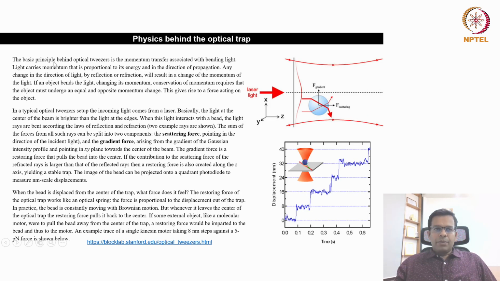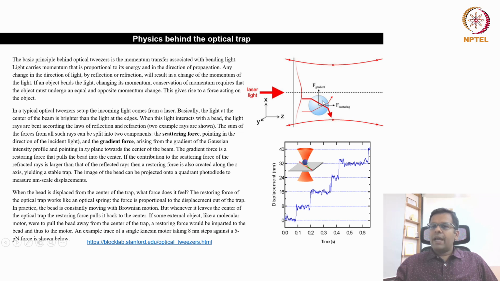So the basic principle behind optical tweezers is the momentum transfer associated with bending of the light. Okay, so just try to understand this figure to understand this paragraph. Here your laser light is here and your light beam is going this way. So what it's saying, the basic principle behind optical tweezers is the momentum transfer associated with the bending of the light. So this is a laser beam.